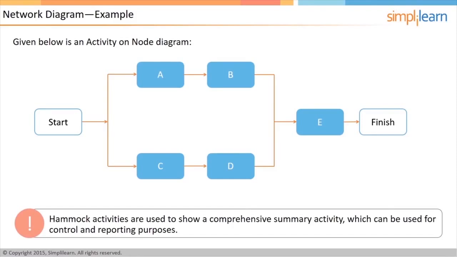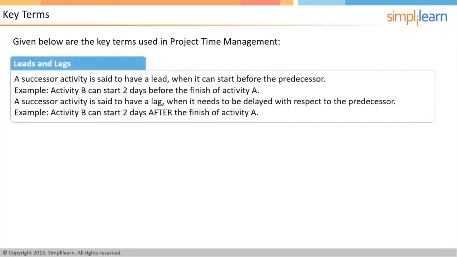In the next screen, let us look at a few important terms in time management. When a successor activity can start before the predecessor activity can complete, it is considered lead. For example, you can start preparing the test environment 2 weeks before the development activity finishes. When the successor activity has to wait for a few days after the predecessor activity has been completed, it is considered lag. For example, one needs to wait for 2 days for the foundation to settle before work on the pillars for the next floor starts.